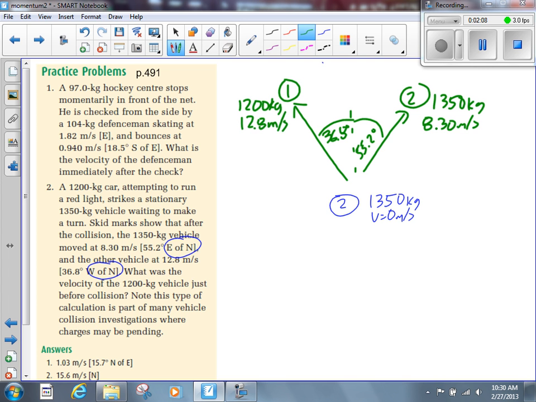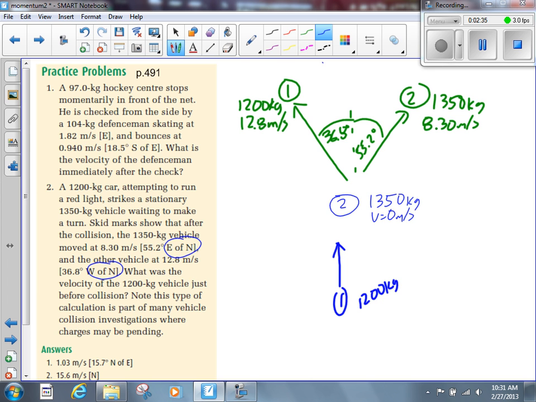Now, object number 1 before the collision presumably is going to be going up here somewhere with a mass of 1,200 kilograms with a speed of whatever and direction of, we're not really sure. Okay, it could be going straight north, or it could be going at some kind of angle to produce this. Does that make sense? Bottom line is we don't know what direction it's going. We don't know what speed it's going at. We got to find that.